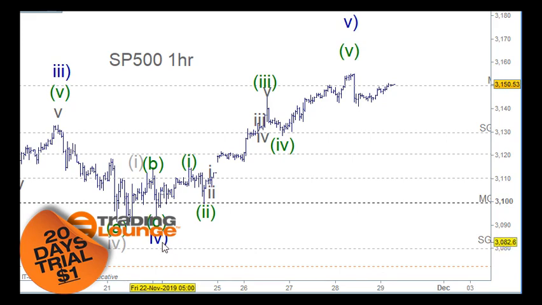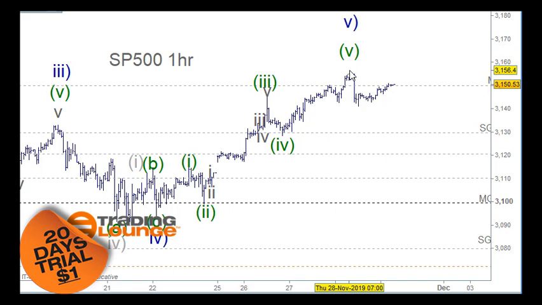Now we've got 2 possible counts here, and I want to explain them clearly. So taking this first one here as wave 4 low here, based on this one here, we would have 1 and 2 here, and then all the way up for 3 here and 4 here, and then going up for 5 here, and that would be the top playing out here.